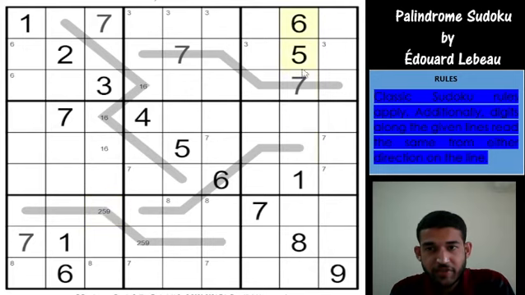And this cell can't be 5, 6, 7, 1 and 8, so 2, 3, 4 and 9. And this would be 2, 3, 4, 9 as well, but 4 is ruled out, so that's 2, 3, 9, and that would be 2, 3 and 9.